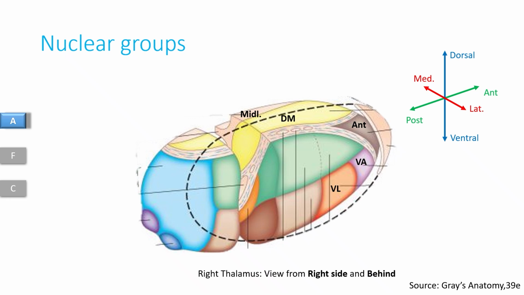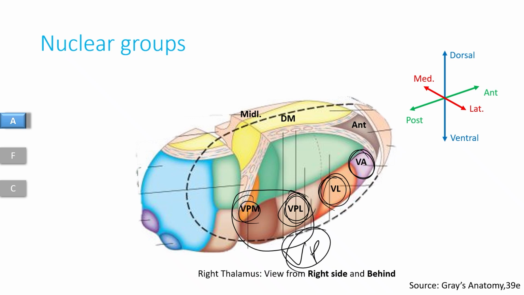Okay, let us have a look at those names. This is the ventral anterior, this is the ventral lateral, and this is the ventral posterolateral and the ventral posteromedial. Together you call it the VP, ventral posterior nucleus. So you can see here, this is VA, this is VL, and this is VP. VP is further divided into VPL and VPM.